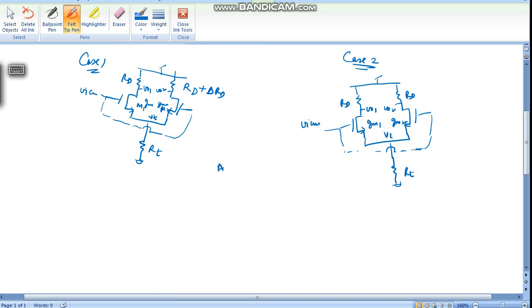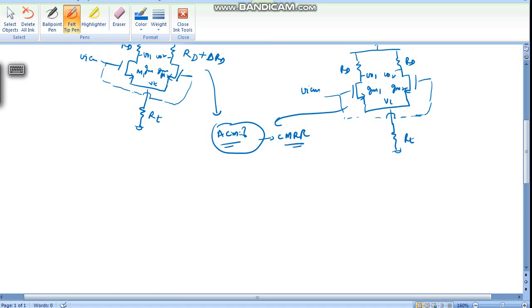For both cases we will find ACM. We will see how unsymmetry in the load resistance and unsymmetry in the input pair, these two unsymmetries, are going to impact the common mode gain, which will impact the common mode rejection ratio. Okay, let's see. Let's start with our case 1.